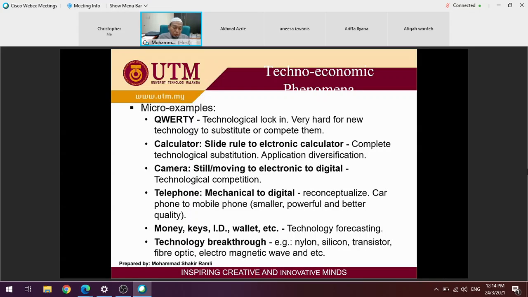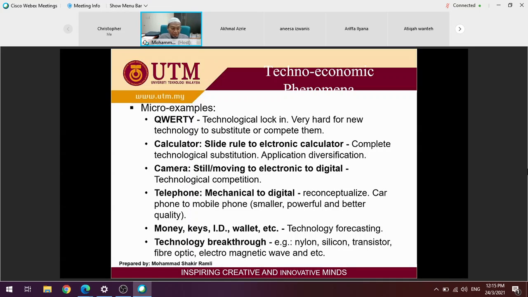Another contribution by Ford was that he increased the salary of the worker. Before that, the salary of an ordinary worker in the US was $1.50 per hour, and then he increased it to $2.80. So the purchasing power of the worker increased, meaning that they had more money.